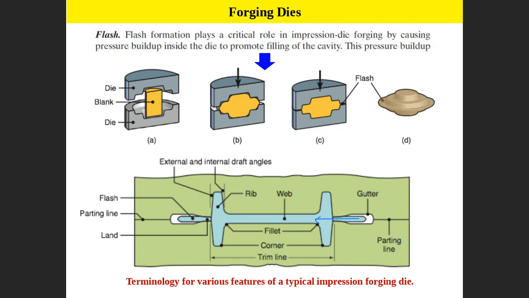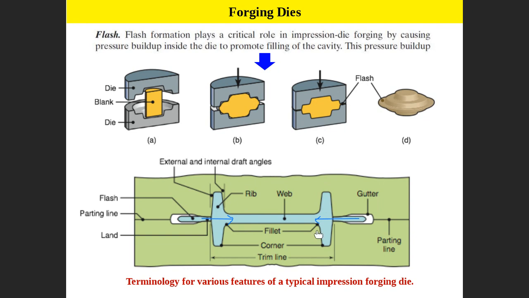Friction in the land. Friction in the land applies back pressure. Why apply back pressure? Apply back pressure to push the material to fill all the cavity perfectly. This is the benefit of having flash here and here. Actually, flash is really nice.